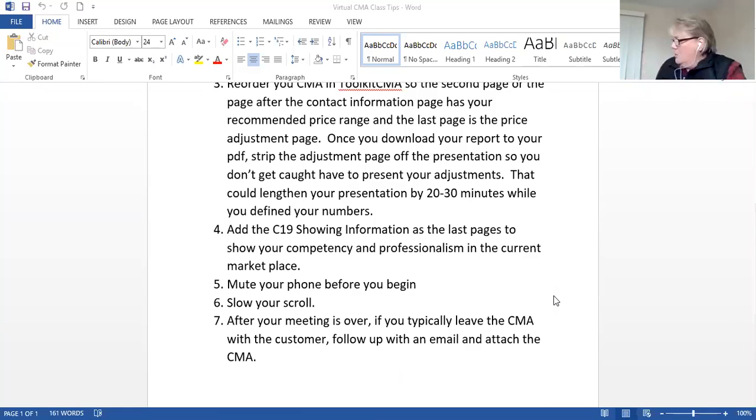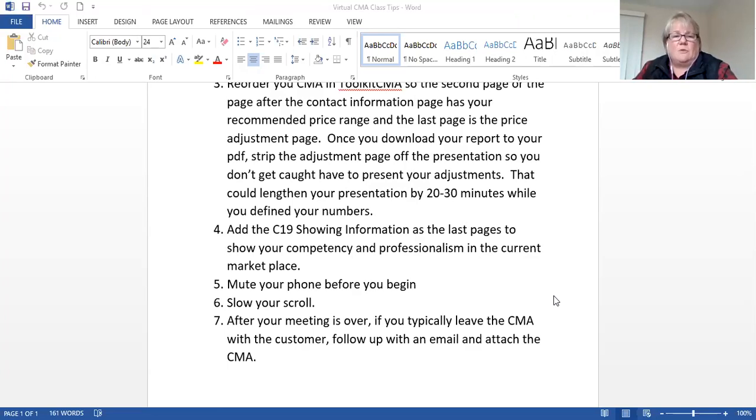Make sure you mute your phone before you begin, and I'll do that now so it's not a distraction, just like you would if you were sitting at their table. Also make sure that when you're scrolling, you scroll slowly through your pages. We have a tendency to move pretty quickly, and it's hard when you're doing a Zoom for your consumer to watch you scroll too quickly. In fact, it can make some folks dizzy. So be careful of your movement in there.